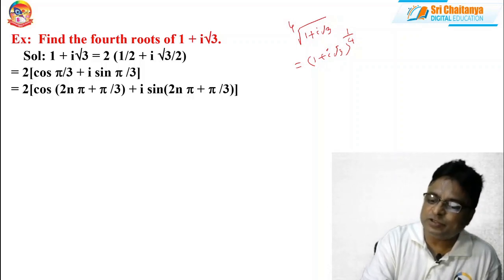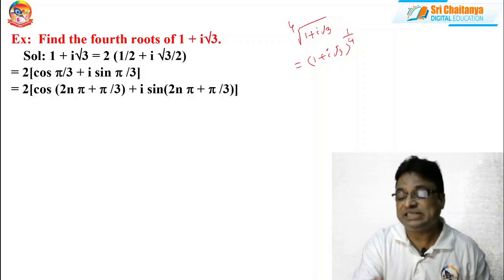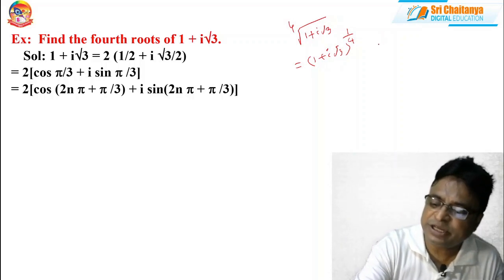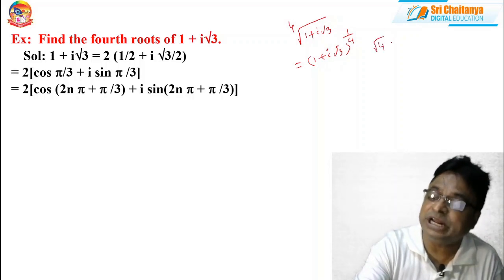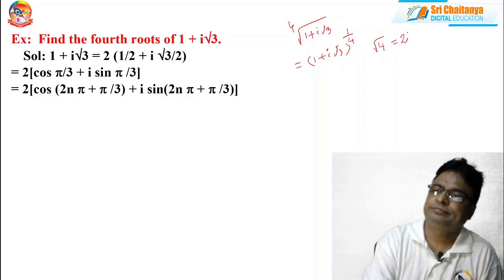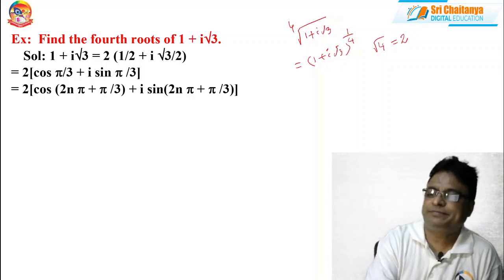So how many values will exist for this complex number? That is 4 roots. My friends, this is the main difference between complex numbers and real numbers. If I am asking you to find the square root of 4 in a real number system, you have to say that this is 2. Don't say plus or minus 2. Root 4 is equal to 2 only.